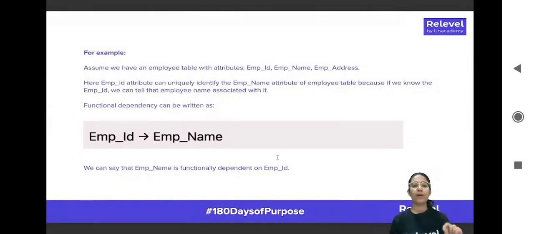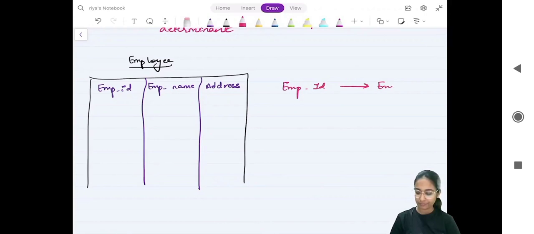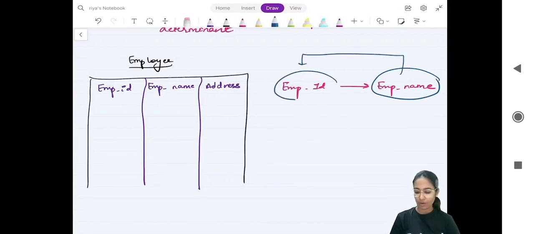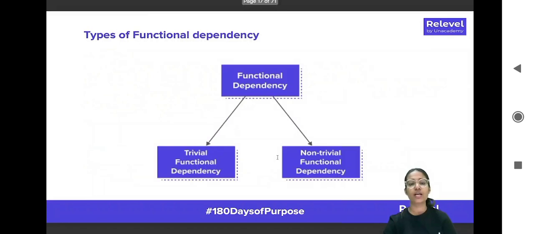Okay, so here the employee ID can uniquely identify the employee name, right? Once you know the employee ID for a particular employee, you can immediately identify the employee name as well, because employee ID is unique. So based on that, the relationship that we draw is employee ID arrow employee name. That means employee name is dependent on the employee ID. Okay, and we can say that employee name is functionally dependent on employee ID. Okay, that's how you represent functional dependency.